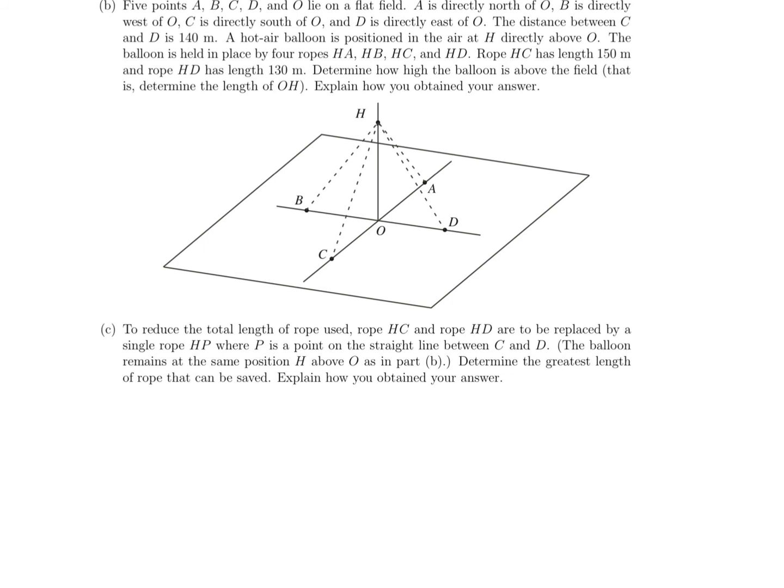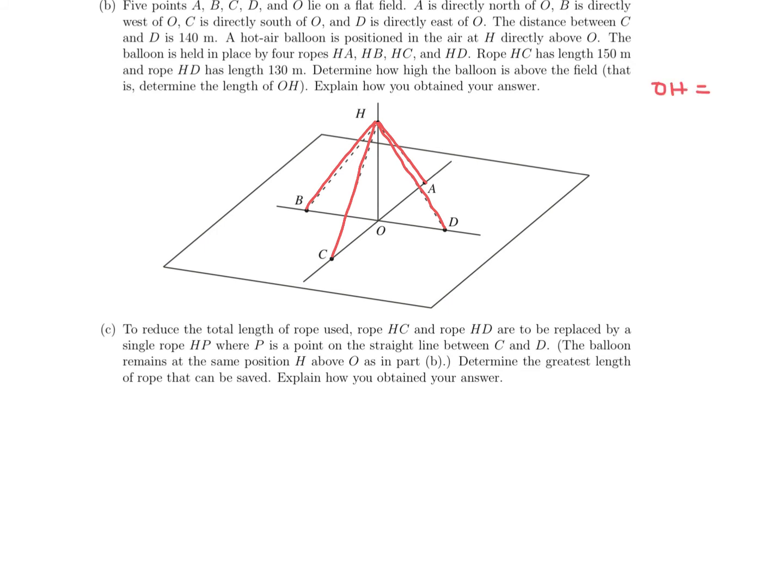The balloon is held in place by 4 ropes. Rope HC has a length of 150 and HD has a length of 130. Determine how high the balloon is above the field. So we have HB, which is this rope, then HA, which is this rope, then HC, that rope, and finally HD, that rope. We have to figure out the height HO. How high is the balloon above the field? So OH is what we have to figure out.